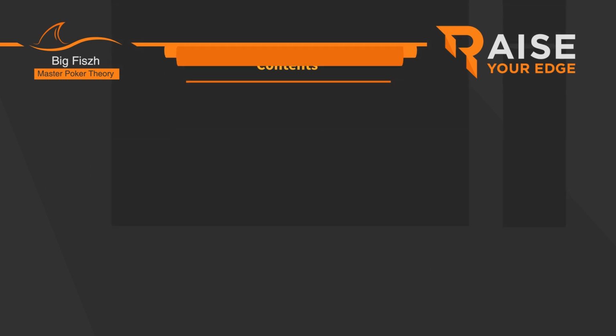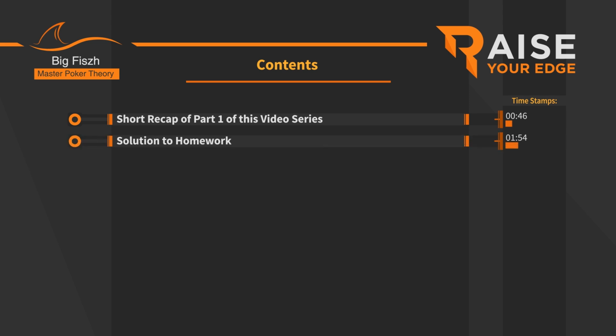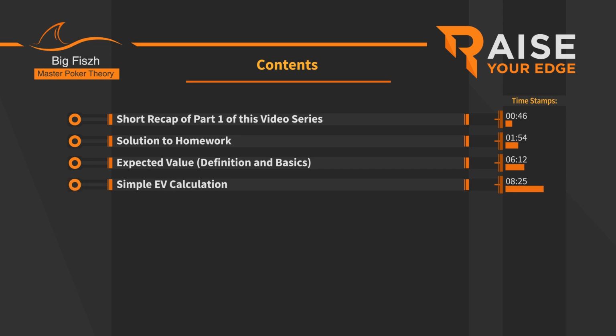We will start with a short recap of what we learned in the first video, and then we will go ahead and unfold the solution for the given homework. Once we are done with that, we will dive into the fundamental tool set for any serious poker player, the expected value. We will learn about what it is and how we calculate it. Finally, we will, again, conclude that part with a small homework.